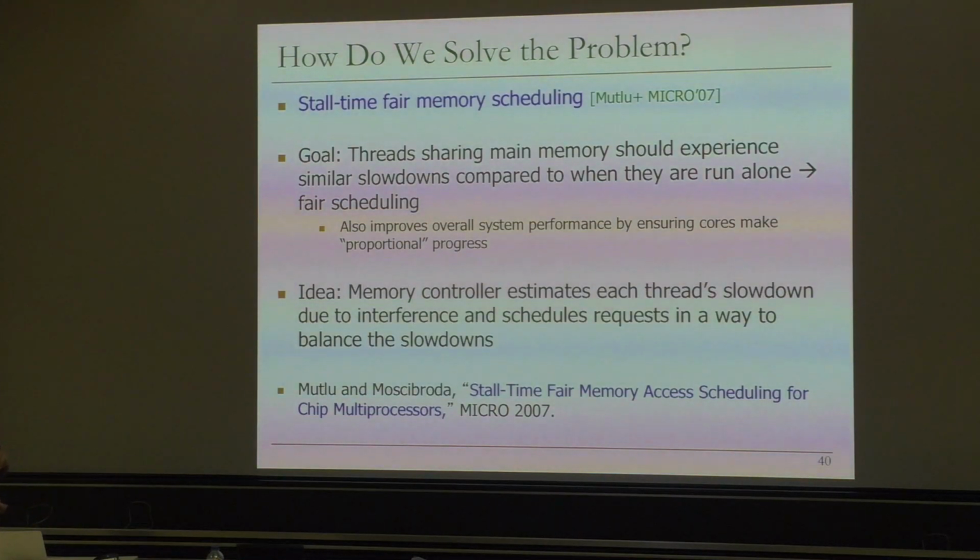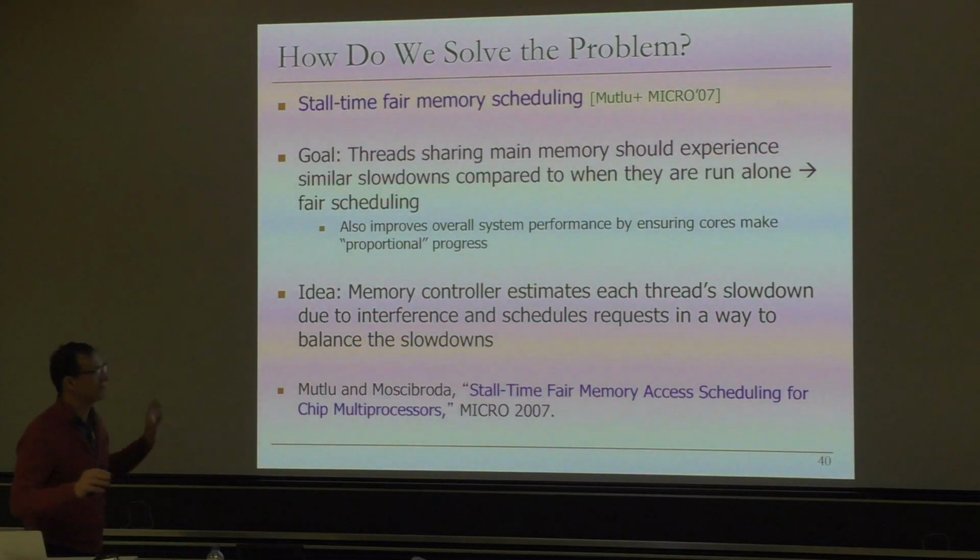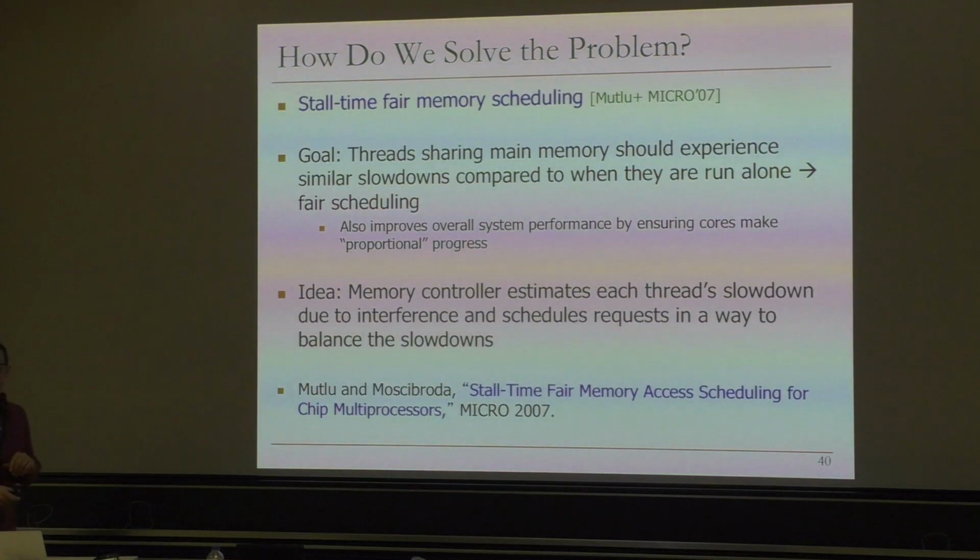So basically, we took a cut at the fairness definition also, and we have some fairness definition, which we're going to deconstruct later on also. But basically, this was our goal. If you have these unfair slowdowns, if you want fairness, threads sharing the main memory should experience similar slowdowns compared to when they're run alone. And we call this fair scheduling. And this actually has some nice properties. Basically, it also improves overall system performance by ensuring cores make proportional progress. Basically, they're slowed down proportionally.